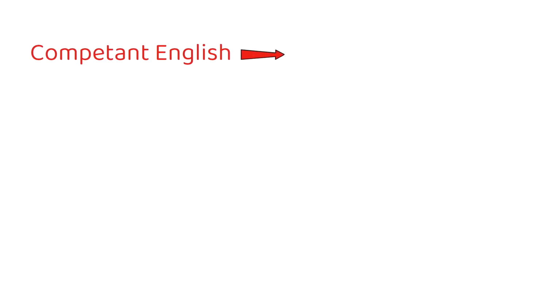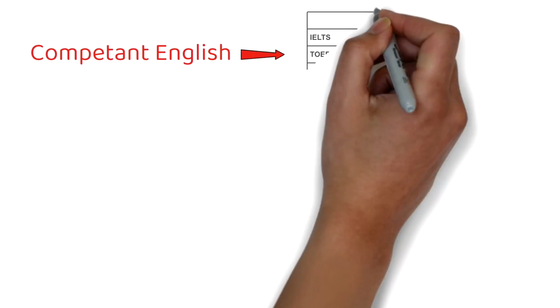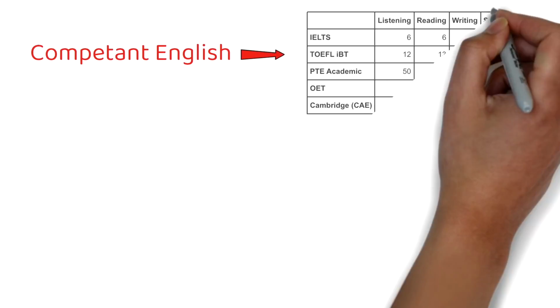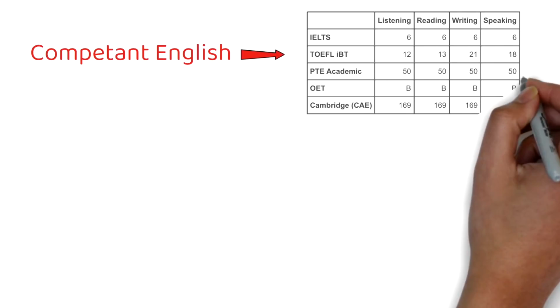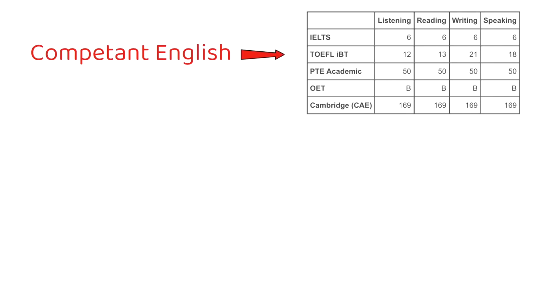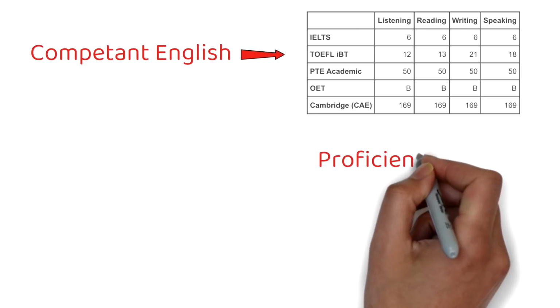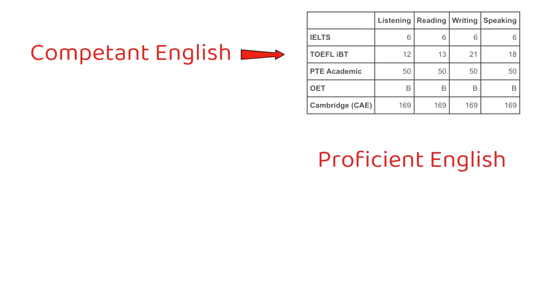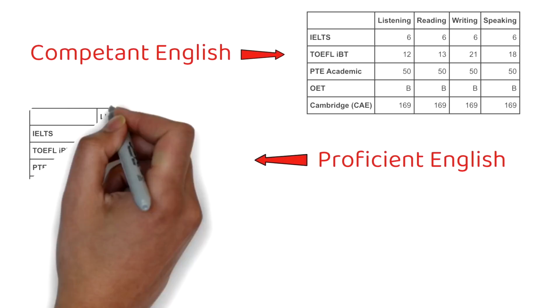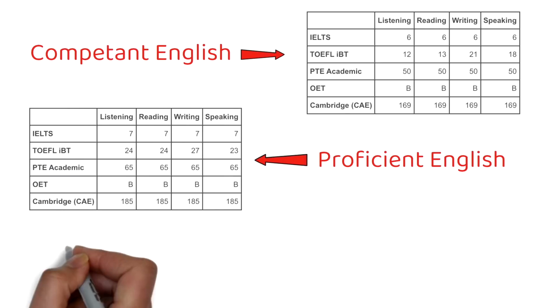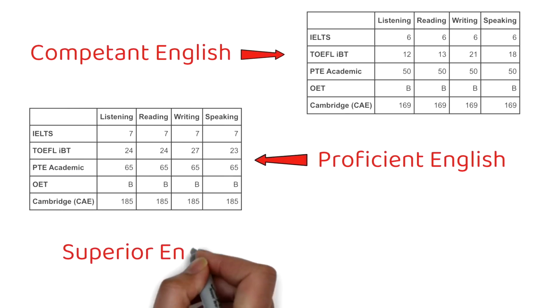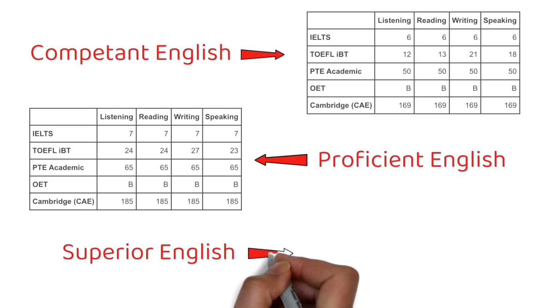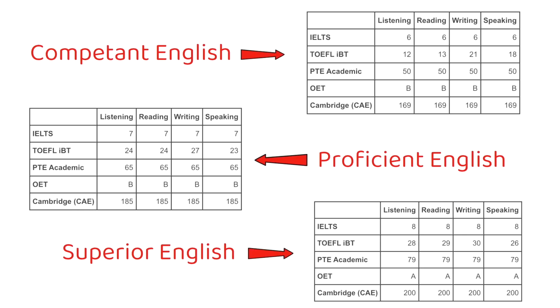And for English, you can give 5 different exams: IELTS, TOEFL iBT, PTE Academic, OET, and Cambridge CAE. So for IELTS, you need to have 6 bands in each of its different sections. For proficient English, you should actually get 7 bands in listening, reading, writing, and speaking. And for superior English, for which you'll get the maximum number of points, you should actually score 8 bands in all the 4 different sections.